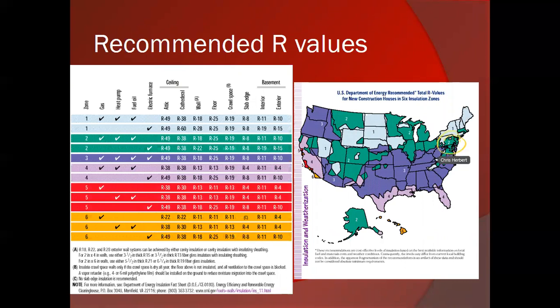So for our region, region 2, you can see that they want attics insulated to R49. That's really a lot of insulation. Walls should be R22. Exterior basement R15. And that's just to keep the heat from transferring inside and outside. So if you're heating your home, you're not spending more money than you need to.